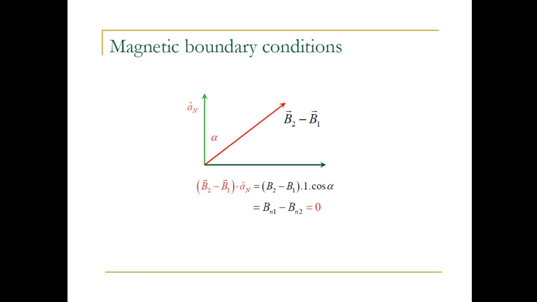This is the boundary condition that we are talking about, the magnetic boundary condition. B2 minus B1 has two different components. If we take an angle alpha, it means (B2 minus B1) dot a_n is equal to (B2 minus B1) dot 1 dot cos alpha, which is equal to 0. From that boundary condition, we can understand that Bn1, the normal component of magnetic flux density of medium 1, is equal to the normal component of magnetic flux density of medium 2. So at the boundary, the magnetic flux density is continuous.